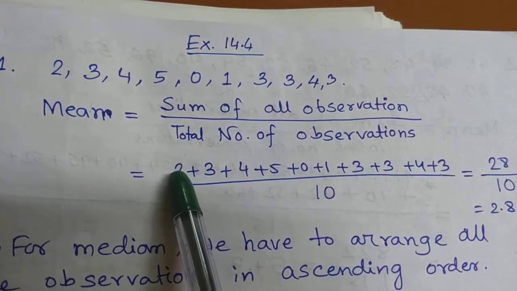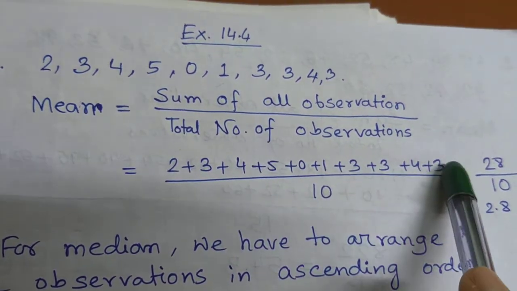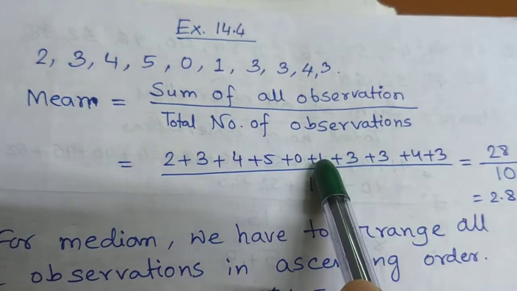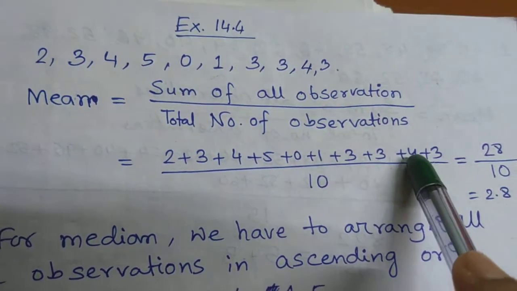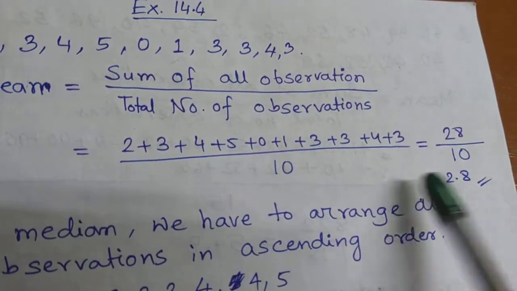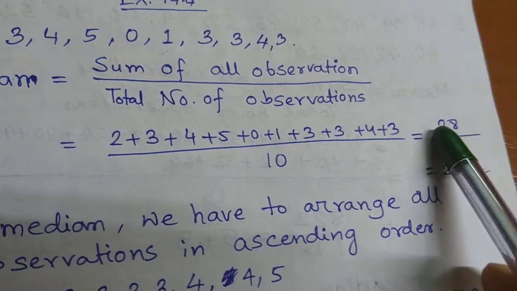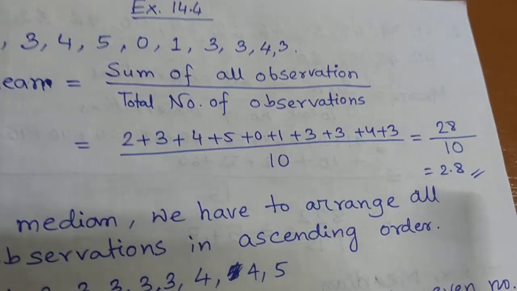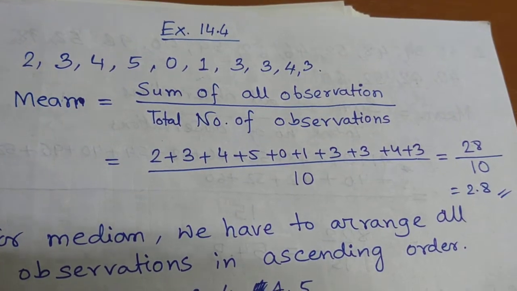We add all the numbers in the numerator: 2 plus 3 plus 4 plus 5 plus 0 plus 1 plus 3 plus 3 plus 4 plus 3, divided by the total number of observations, that is 10. The summation gives 28 in the numerator, divided by 10, so the answer is 2.8. So the mean is 2.8.